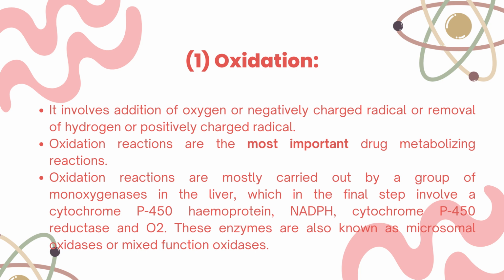Oxidation is one of the most critical reactions in drug metabolism. It involves either adding oxygen or a negatively charged radical, or removing hydrogen or a positively charged radical from the drug molecule. This process is primarily carried out by microsomal oxidases in the liver. The main player in this system is a group of enzymes called cytochrome P450. This enzyme works with other components like NADPH and oxygen to modify the drug. These reactions help transform the drug into a form that can be more easily excreted by the body.